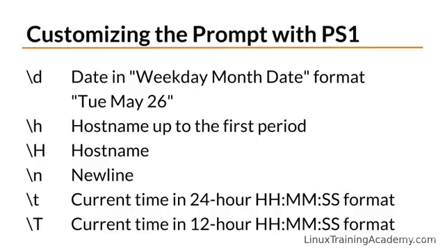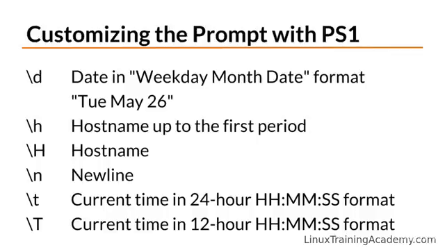Let's look at customizing the Bash prompt, since Bash is the most popular default shell for user accounts on Linux systems. These are some of the most commonly used formatting string options for Bash. \d will give you the date in the weekday, month, date format. \h will give you the host name up to the first dot, or the short host name. A capital \H will give you the fully qualified domain name of the server. \n will give you a new line, so you can have a multi-line prompt.